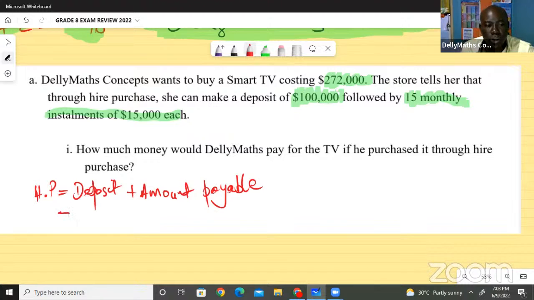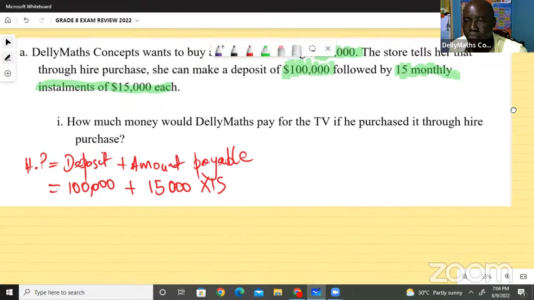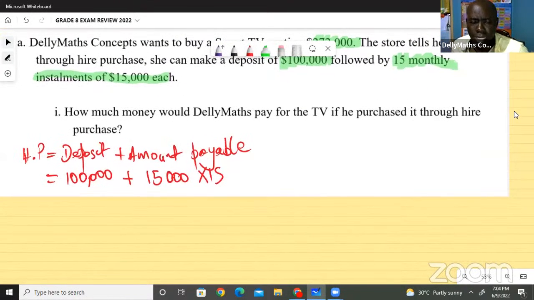So what we want to do now is put together some ideas. This part was 100,000, the deposit that you made. Then you came back and paid 15,000, and you pay that 15 times. Putting this together gives us our total for hire purchase. Bear in mind that you're going to have to carry out your multiplication.